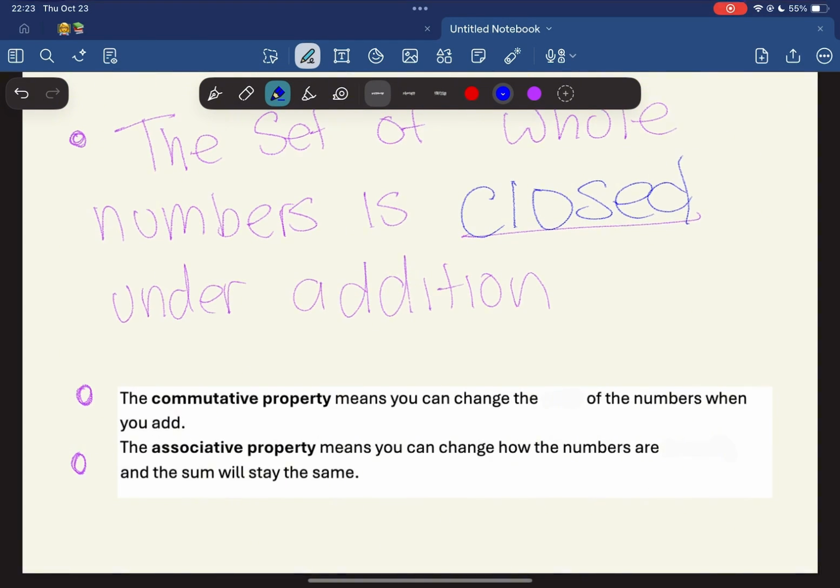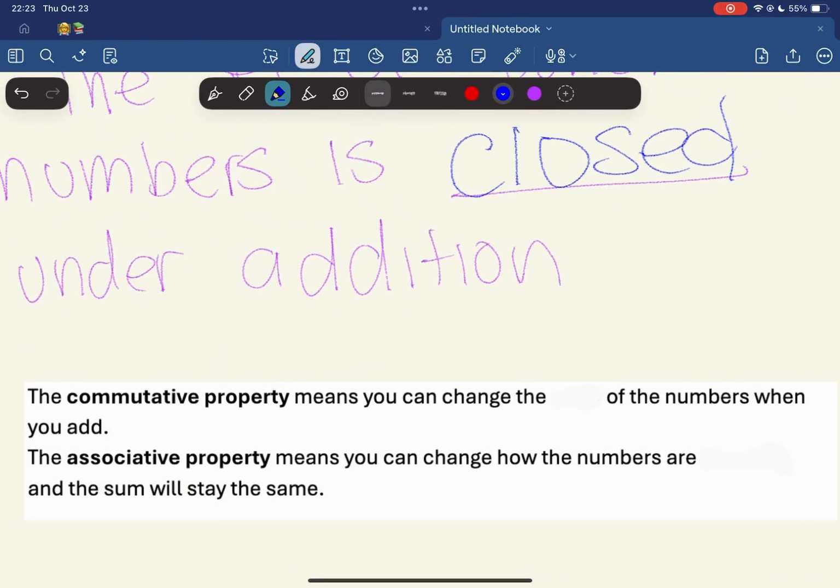We learned that one down in question 3, and I got a little lazy, so we have our little words here. So the commutative property means that you can change the order of the numbers when you add. The associative property means you can change how the numbers are grouped, and the sum will stay the same, of course.